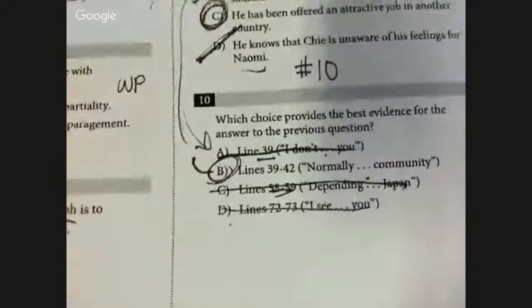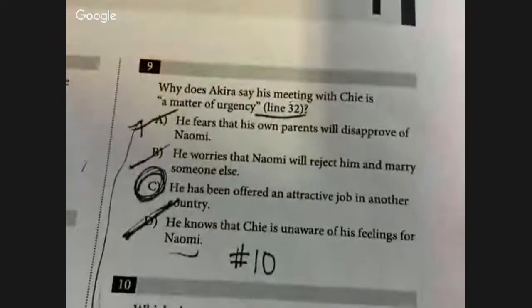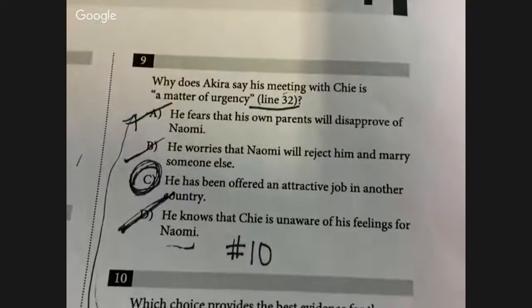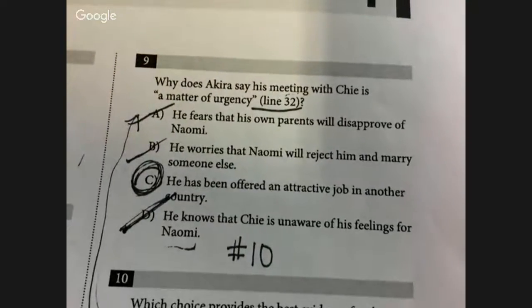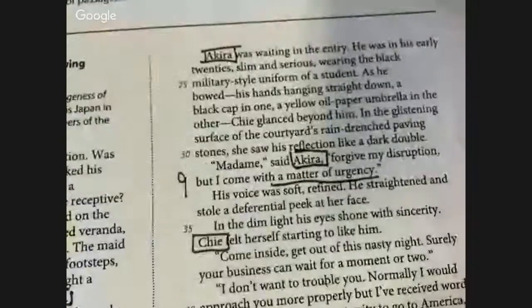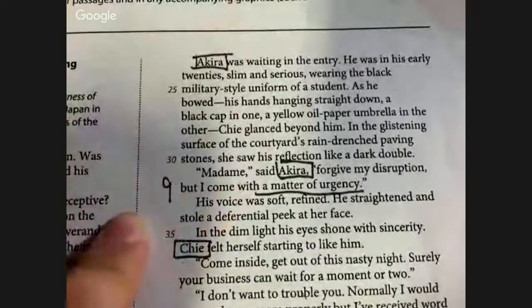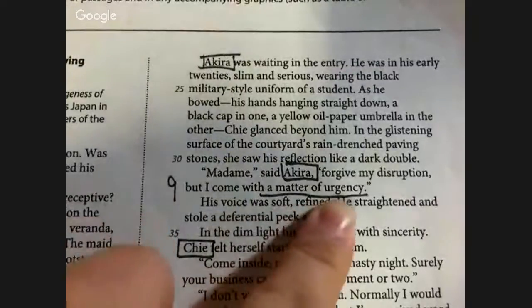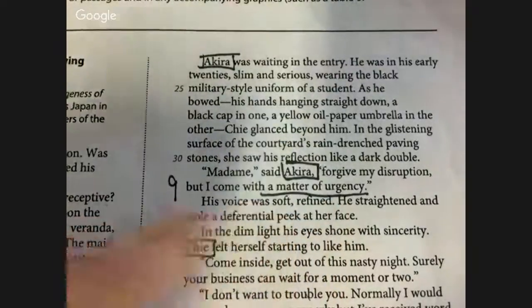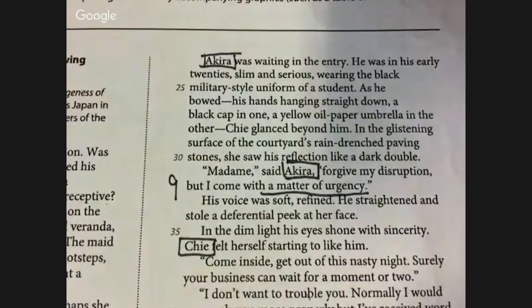Okay, number 9. Why does Akira say that his meeting with Chie is a matter of emergency? Line 32. We'll come back here, go to line 32. Write in the number 9. Underline a matter of emergency so we know that's what we need to focus on.